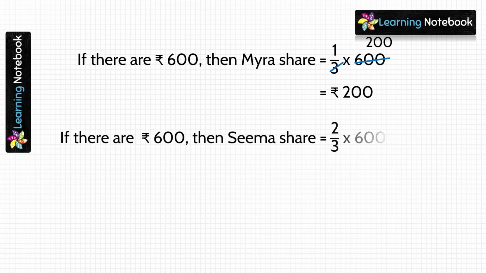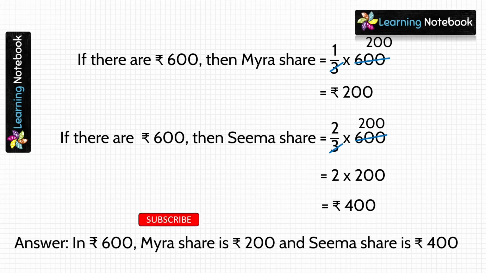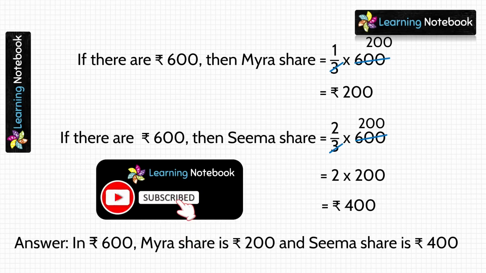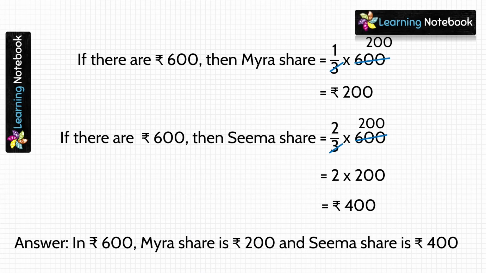In the same way, Seema's share will be 2 by 3 into 600. Simplify this and we get rupees 400. So out of 600 rupees, Seema's share is rupees 400. So we will write the answer statement. In 600 rupees, Myra's share is 200 rupees and Seema's share is rupees 400.